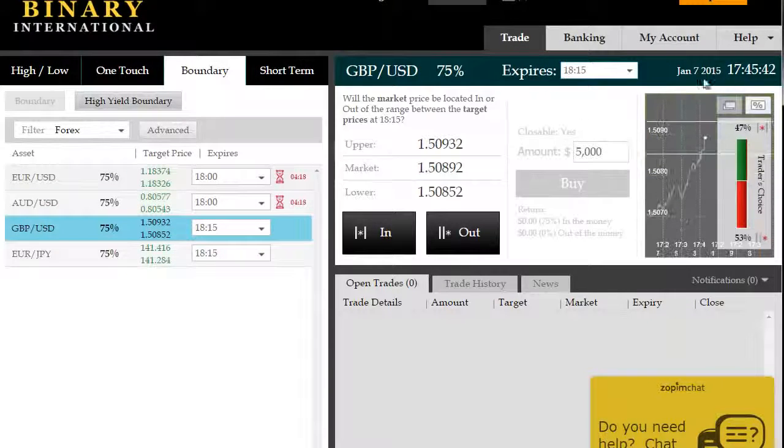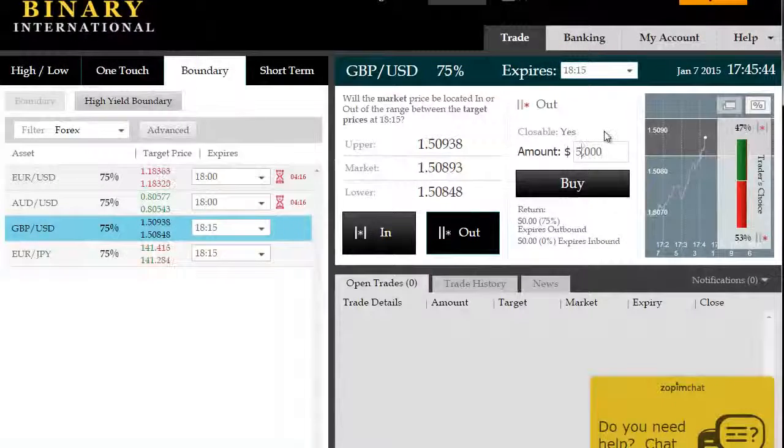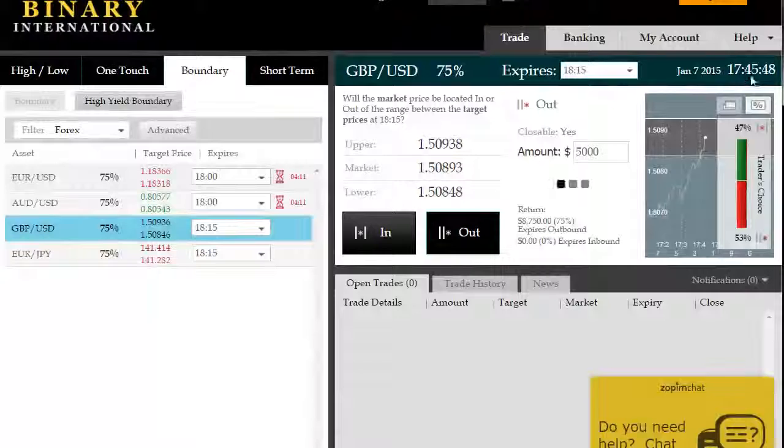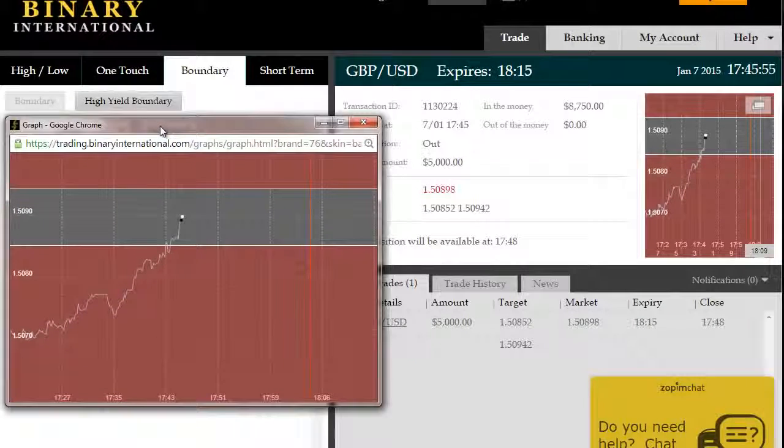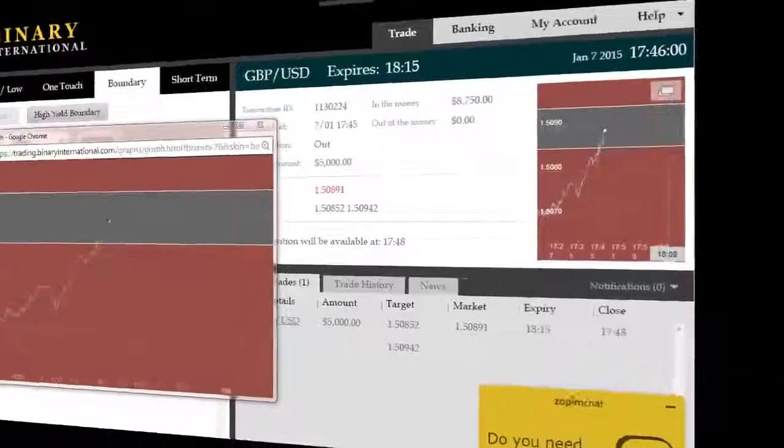Go over to the GBP USD. Suggestion by ITM Genesis Elite is that we have a valid outside boundary setup. Going to go for a 30-minute expiry on this, the only available expiry on the GBP USD. Once we're into the trade, I'm going to zoom in on the chart here, and we're now in a position where we're waiting for price to exit this in either direction.